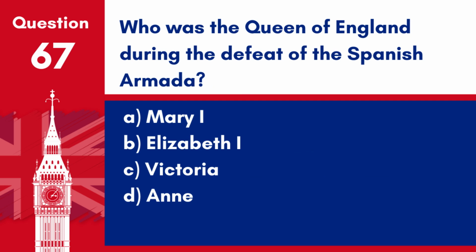Question 67. Who was the Queen of England during the defeat of the Spanish Armada? A. Mary I. B. Elizabeth I. C. Victoria. D. Anne. Answer: B. Elizabeth I. Queen Elizabeth I was the monarch of England during the defeat of the Spanish Armada in 1588.